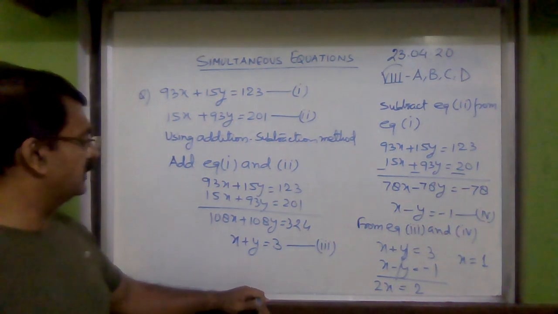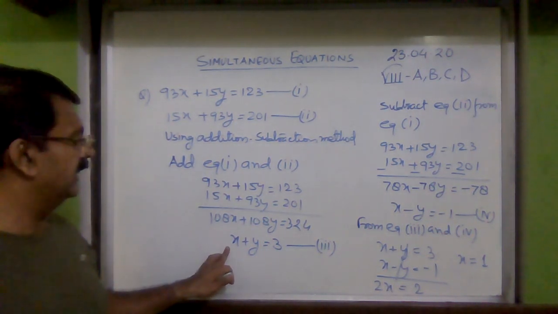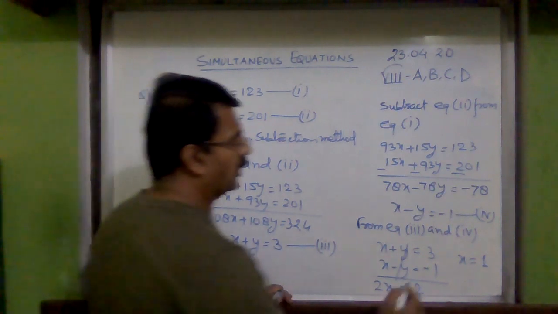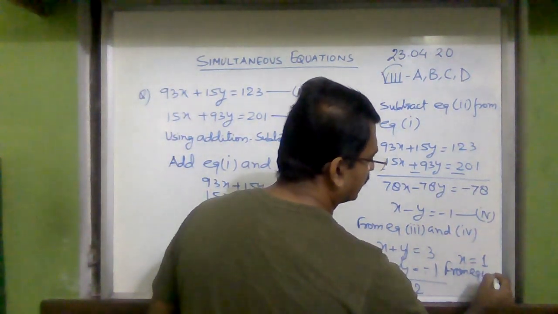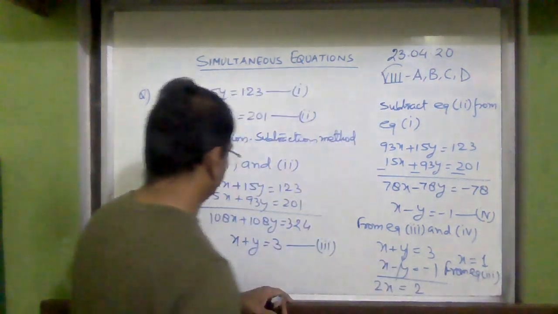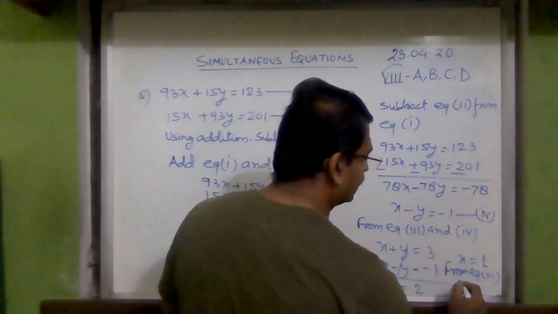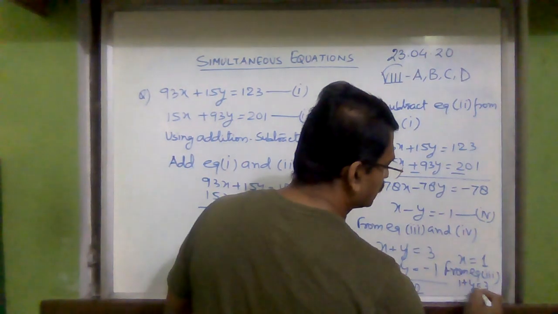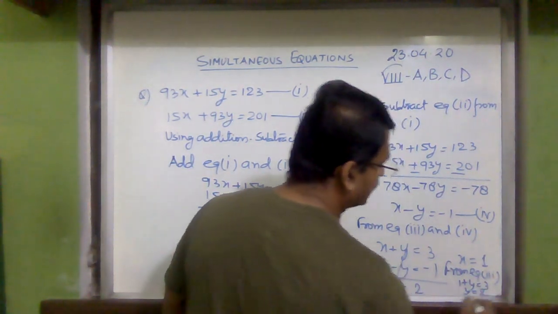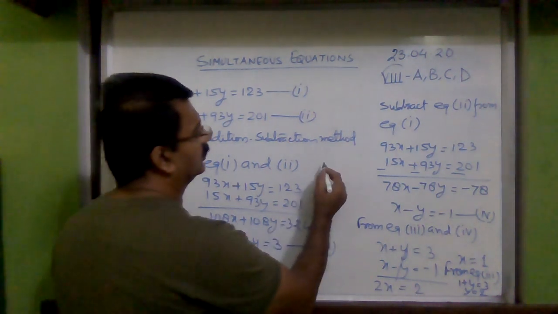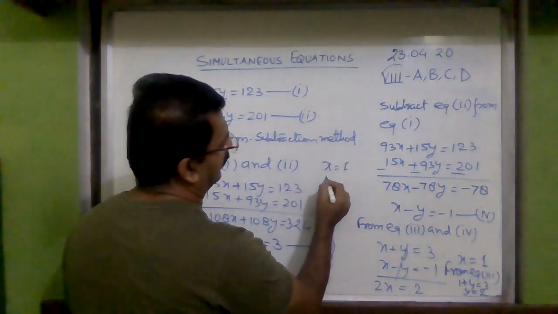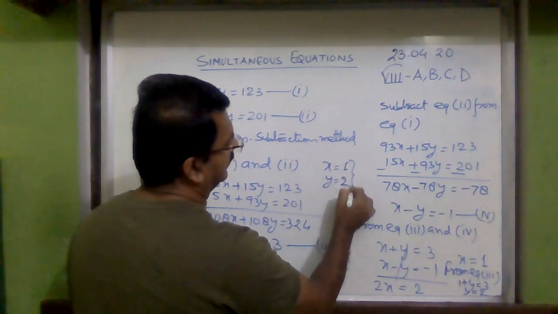Okay. Now you put the value of x is equal to 1 here in equation 3. So from equation 3, 1 plus y is equal to 3. So y is equal to 2. So you can see we have found x is equal to 1 and y is equal to 2. That is your answer.